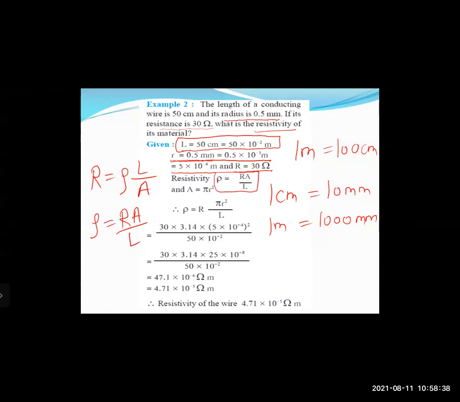Then the quantity area we need to calculate in this equation, we have the quantity A, that is area. So area we will calculate by A equals pi r square. So we will substitute the value of A by the formula pi r square. So we will get the formula rho equals R into pi r square divided by L. So we'll substitute now all the quantities.